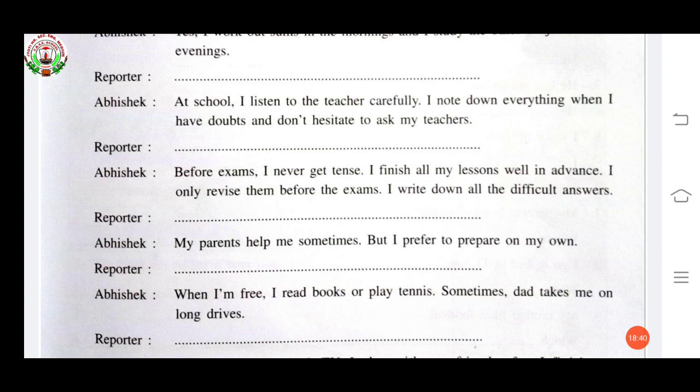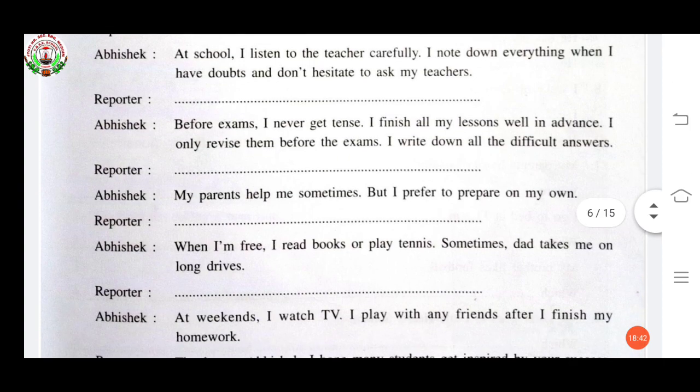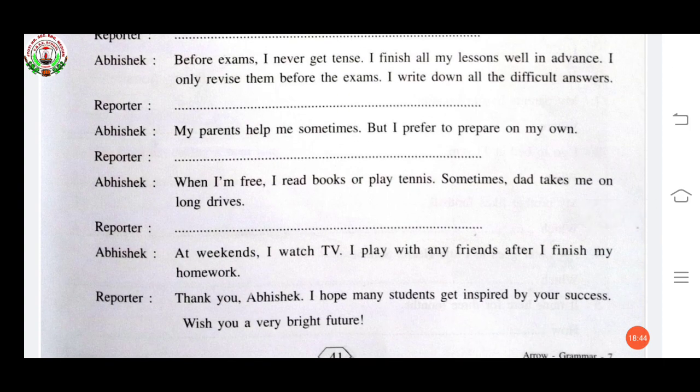Now, next. My parents help me sometimes, but I prefer to prepare on my own. Now, do your parents help you with your studies? Okay, now see the next answer.